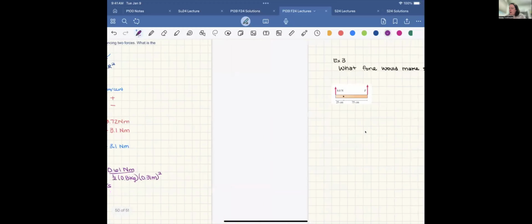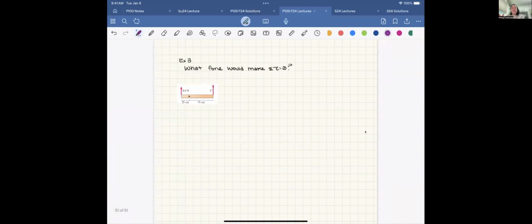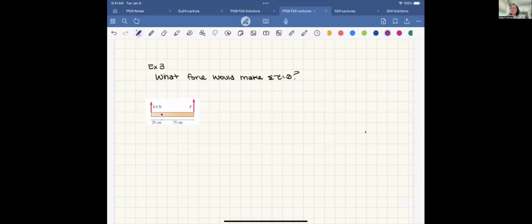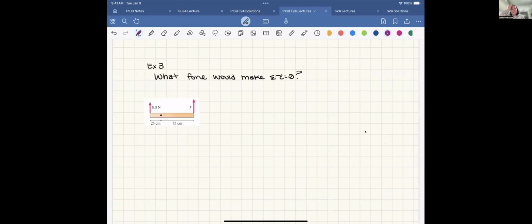So I think there's one more example, and this one, we're not going to use rotational inertia for this one. This is kind of introducing you to the topic that Thursday is going to cover. But this is also an example from Tuesday, but this time we want to figure out what force would make the net torque 0 in this situation.